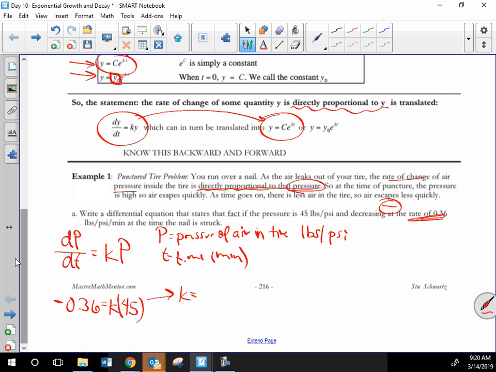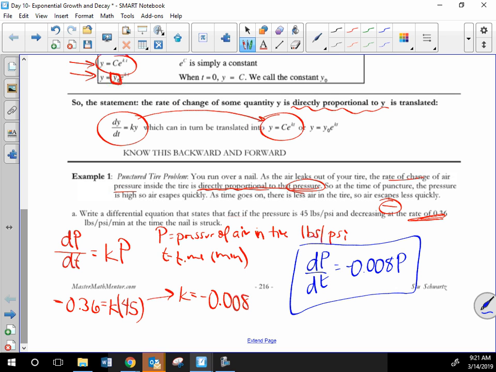Okay, what's our k value? Negative 0.008. Exactly. Awesome. So let's write our differential equation. Our differential equation for this situation would be dP/dt equals negative 0.008 P. Now we don't have to really do anything just yet. We're just setting up the differential equation. We just use our differential equation and that information to solve for k.